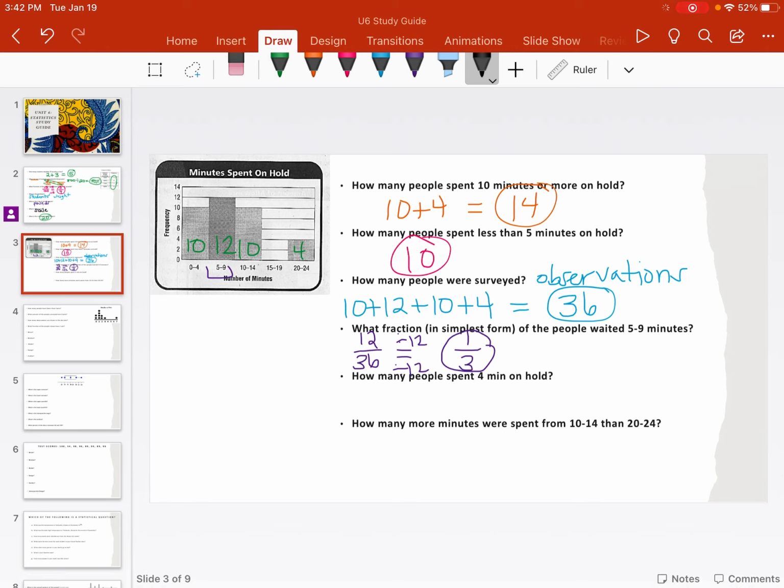How many people spent 4 minutes on hold? Exactly 4 minutes. Remember, this is giving us ranges, so it doesn't tell us specific amounts of minutes. So this is unknown. We cannot tell how many people were exactly 4 minutes. How many more minutes were spent from 10 to 14 than 20 to 24? So 10 to 14 was 10 people. 20 to 24 was 4 people. How many more? So we're going to subtract and get 6.